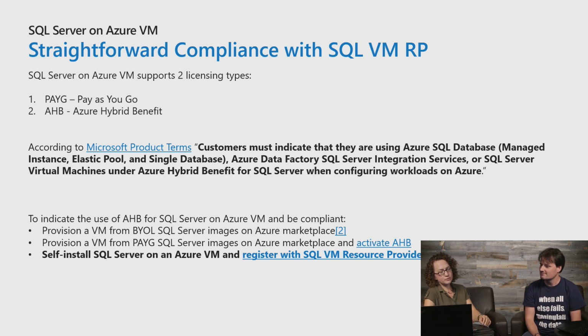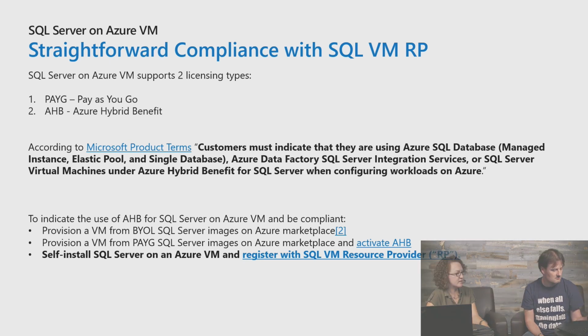As I said, there are two types of licensing methods available. Either the customer is paying the SQL Server license as part of the monthly Azure bill. This is the pay-as-you-go model. Or they are using Azure Hybrid Benefit, which means customers already have enough cores of SQL Server licenses protected by software assurance. Software assurance gives them the license mobility rights, so they can use them to install SQL Server on Azure virtual machines. And according to Microsoft product terms, customers using Azure Hybrid Benefit need to indicate that usage to Microsoft. This is for license compliance.